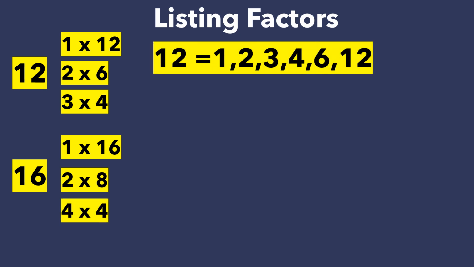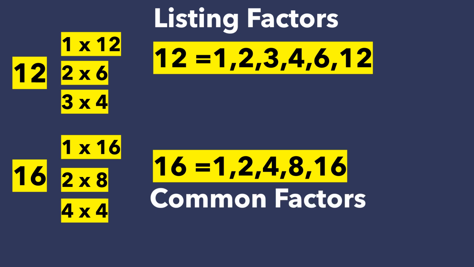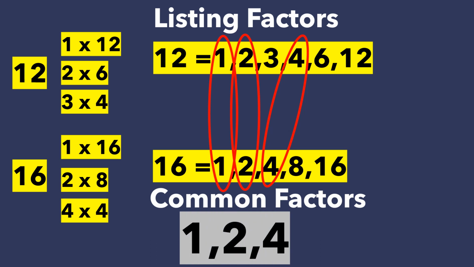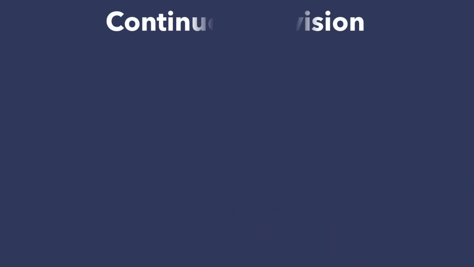Listing the factors of 12: 1, 2, 3, 4, 6, and 12. Listing all the factors of 16: 1, 2, 4, 8, and 16. By getting the common factors, we have 1, 2, and 4. Now, the GCF here is 4 because the biggest factor is 4. Did you get it? Another method.